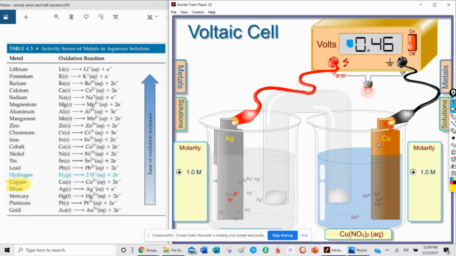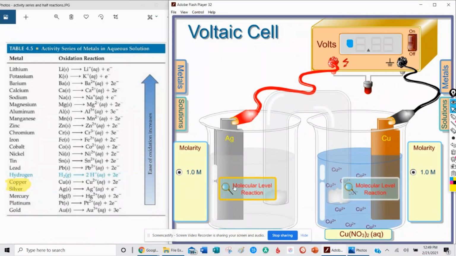And again, our electrons are going from our anode over to our cathode, where the metal ions in solution are being plated onto that cathode. So nothing's changed. We still have our anode and our cathode. We just reversed the beakers, and everything we've learned still holds true.